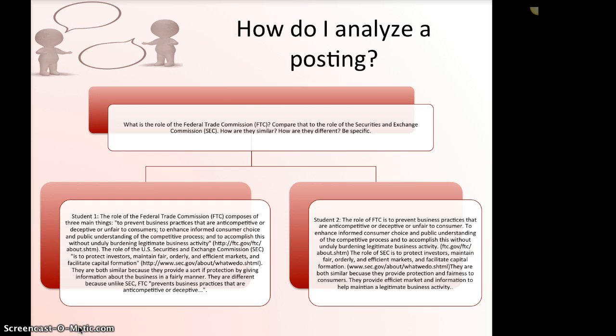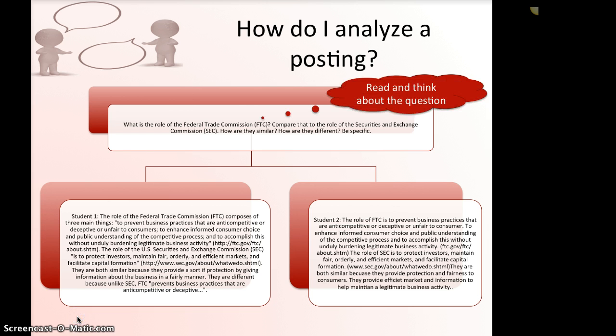So how do I analyze a discussion posting? What I've done here is to give you a sample question from one of the assignments from last semester, and then 2 sample postings so that you can get an idea of how those are evaluated. So what's the role of the FTC, Federal Trade Commission? Compare that to the role of the Securities and Exchange Commission. How are they similar? How are they different? Be specific. So that was one of the questions.